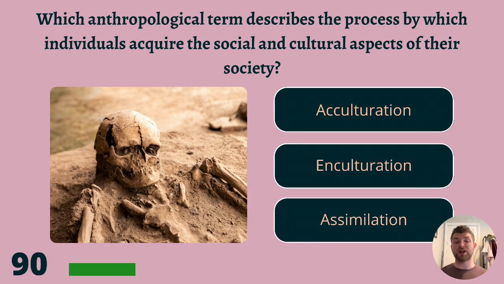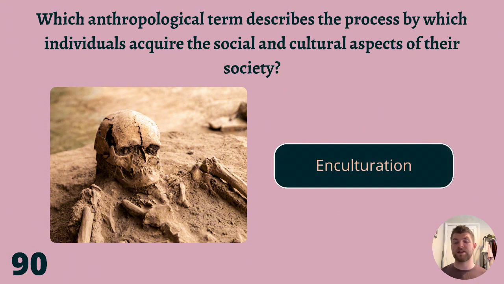90. Which anthropological term describes the process by which individuals acquire the social and cultural aspects of their society? Acculturation, enculturation, or assimilation? The answer is enculturation.